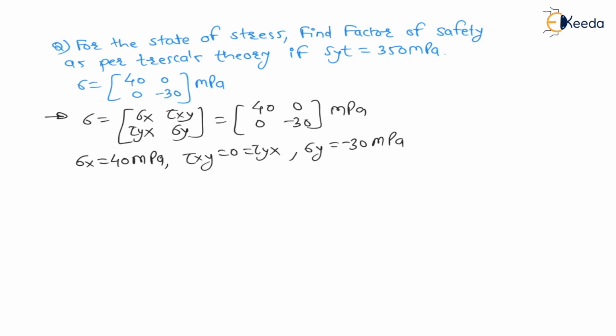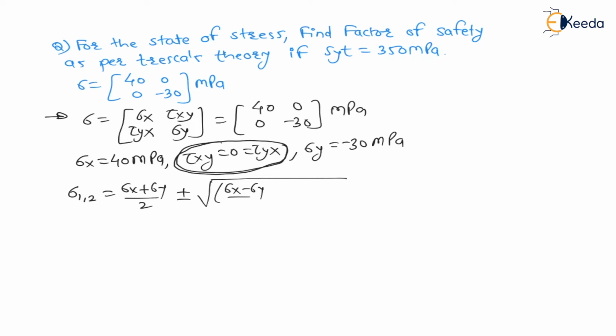Now here, as shear stress on the component is 0, then applied stresses itself are the principal stresses. This is a note. Again, if you want to check this note, sigma 1, 2 is nothing but sigma x plus sigma y by 2 plus or minus under root of sigma x minus sigma y by 2 whole square plus tau xy square.